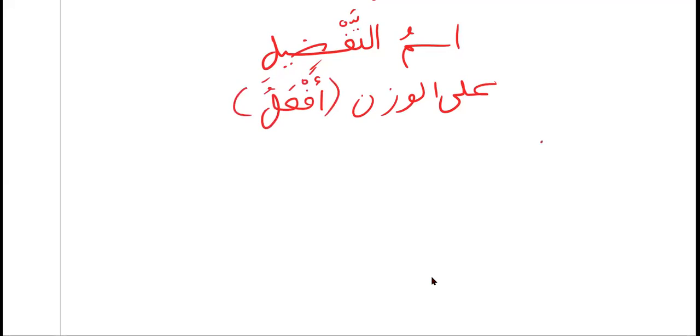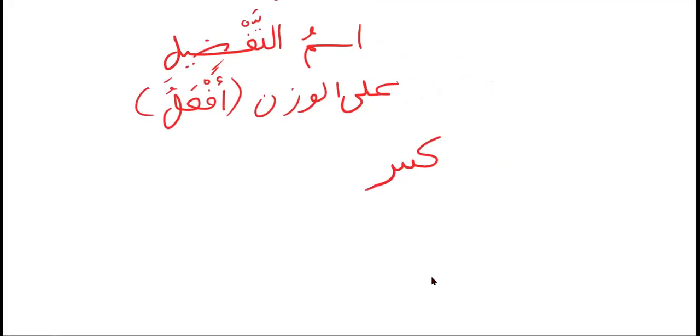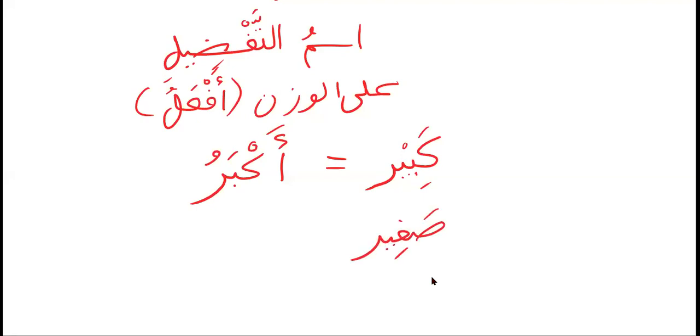Now, superlatives. For example, we have the word كبيرٌ, and when we change it to اسم تفضيل على الوزن أفعل, we say أكبر. You can see that it's on the same pattern as أفعل. If I write صغير, Abdul Qayyum, what would be the اسم تفضيل of صغير, the superlative? أصغر. صغير means small, so أصغر means smaller, or it could also mean the smallest, depending on how we say it.